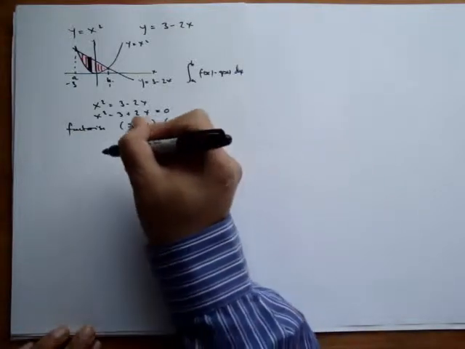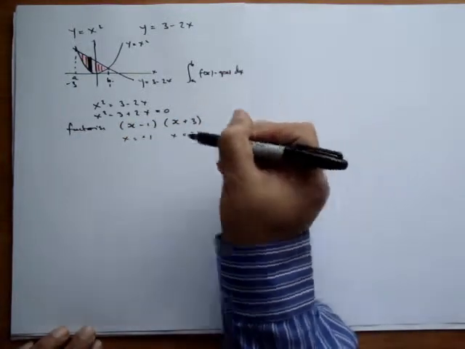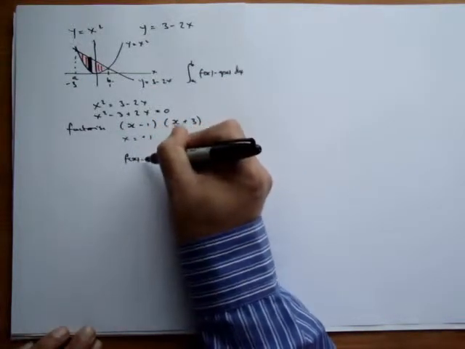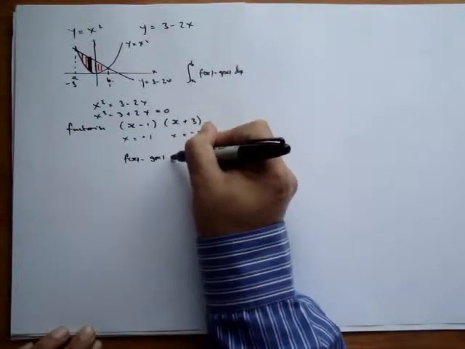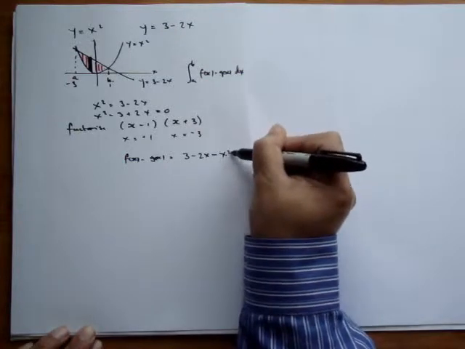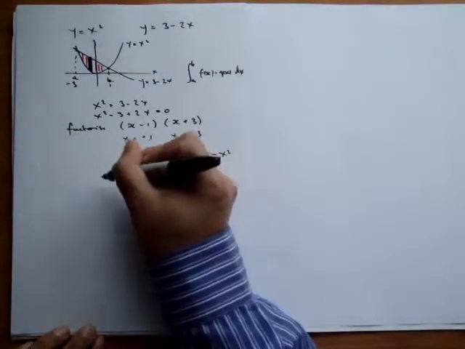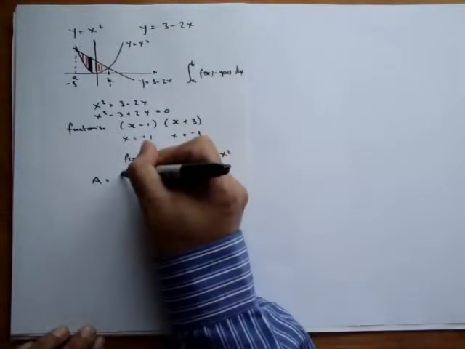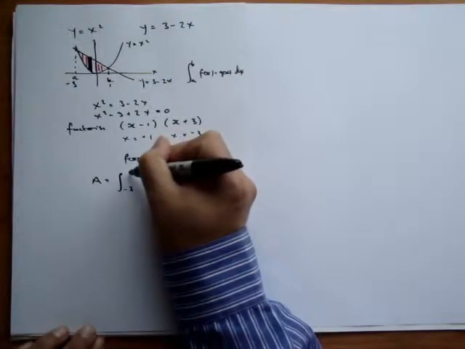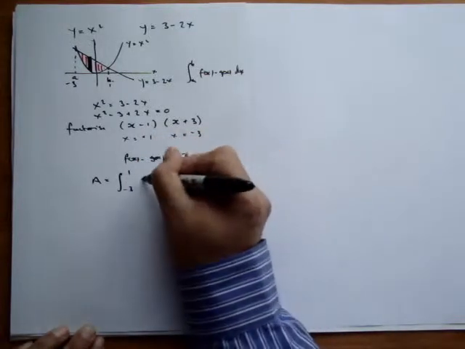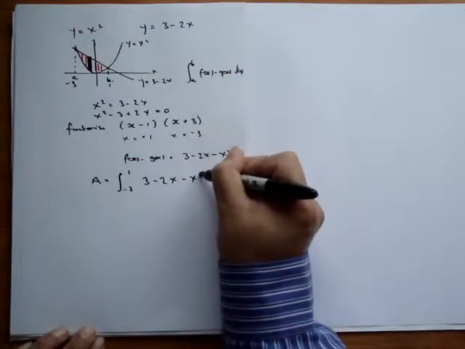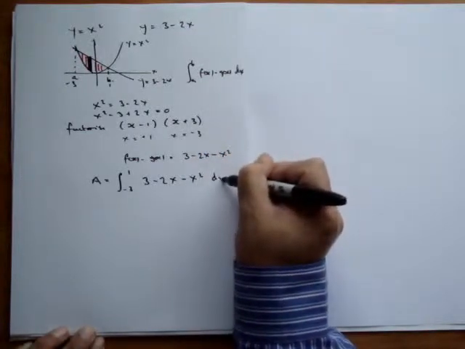So we have f of x minus g of x becomes 3 minus 2x minus x squared. So our definite integral area equals from minus 3 to 1, which is our limits, 3 minus 2x minus x squared dx.